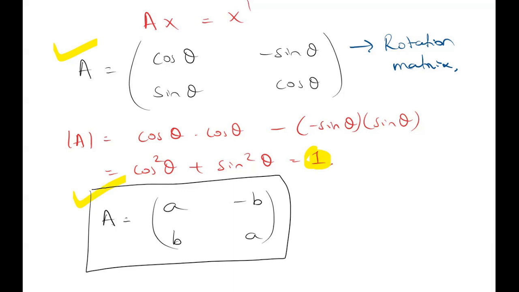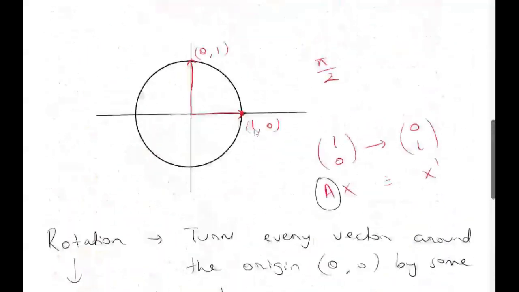Now you might be wondering, what is this theta? Theta is the angle the vector makes about the origin. For example, in the previous one that I was doing over here, the value of theta was pi by 2.